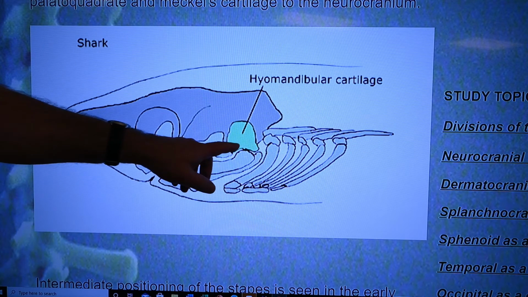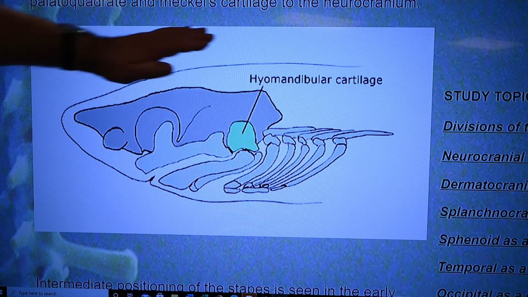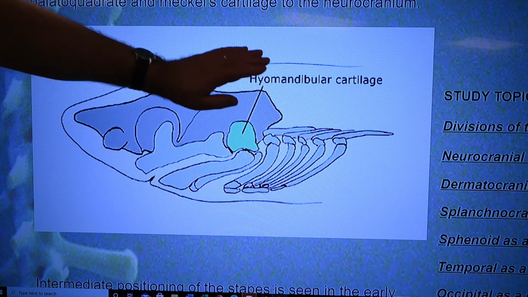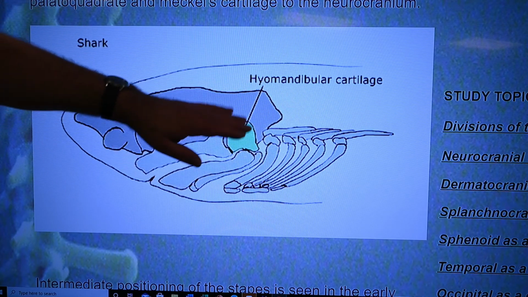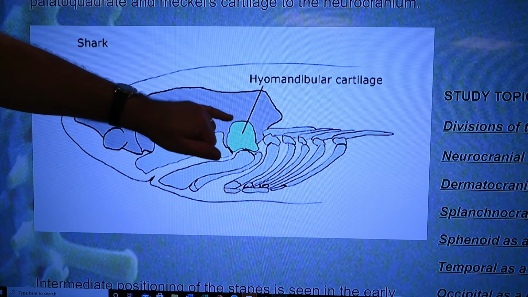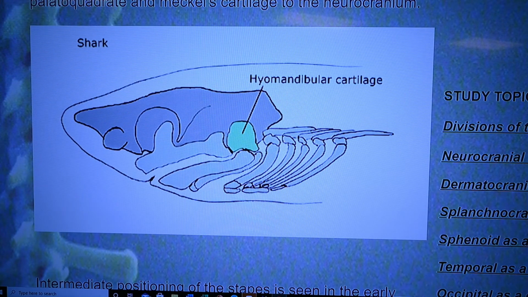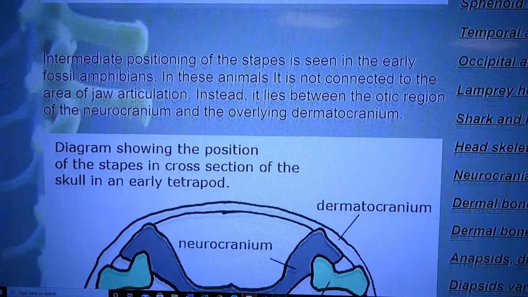So next, in the amphibians and some primitive reptiles, we're going to see that hyomandibular move to a position between the dermal bone. Remember, the shark doesn't have any dermal bone. There's nothing coming around the outside of this, no dermal bone here. So anyway, it's going to find itself, the hyomandibular, between the neurocranium and the dermatocranium. And that's our next picture here.